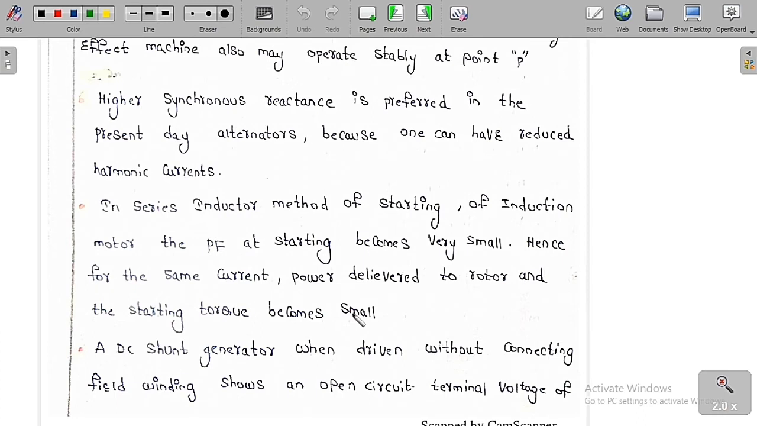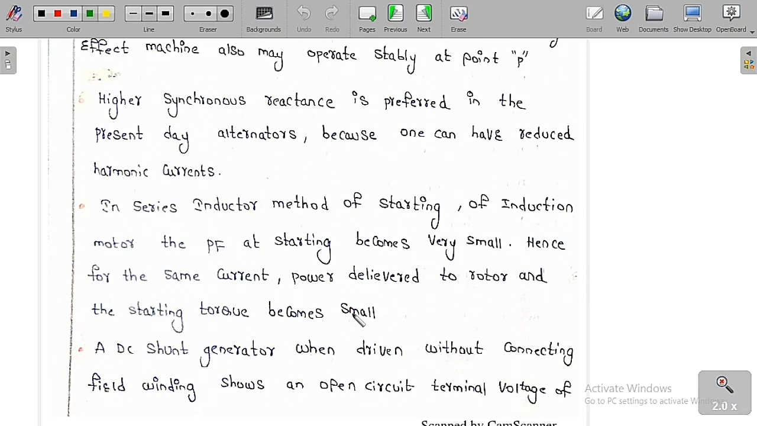So the power delivered to the rotor is also very less. Hence with the same current we are going to draw the same power, but the torque is very less because alpha is very less. So in the series inductor method of starting of induction motor, the power factor at starting becomes very small because alpha is less. The power factor means the angle between the supply voltage and supply current is also very large. Because of this, the power factor is also very small.